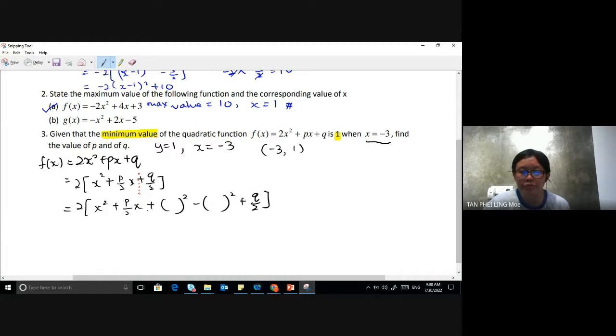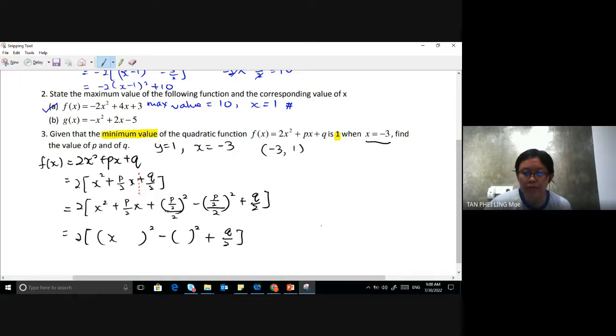So now you have your b over 2. What's your b? p over 2. So p over 2 divided by 2, here also p over 2 divided by 2. You can just write it like that, it's perfectly fine. Then the third step, you have to have big bracket square minus small bracket square plus q over 2. Do you see that? So now let's fill in x squared, look at x.